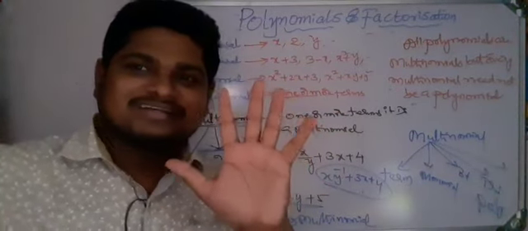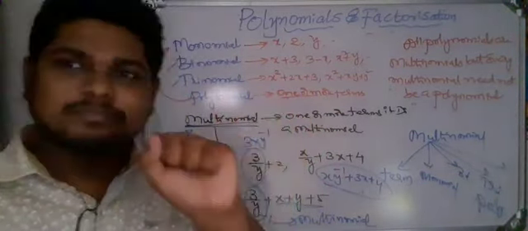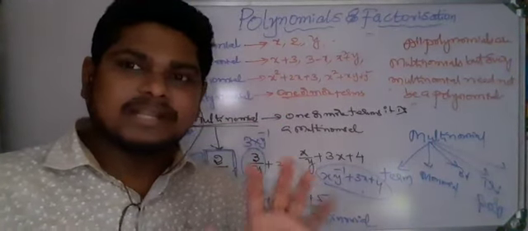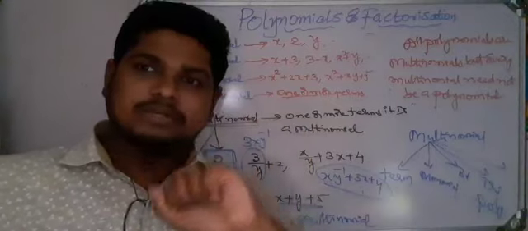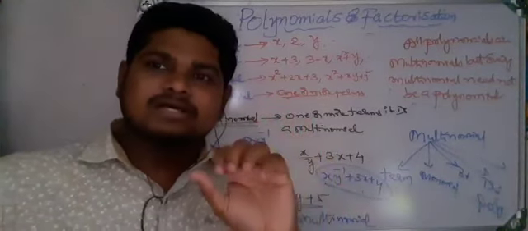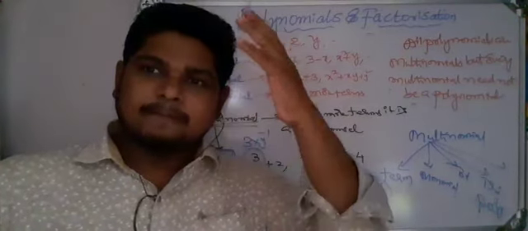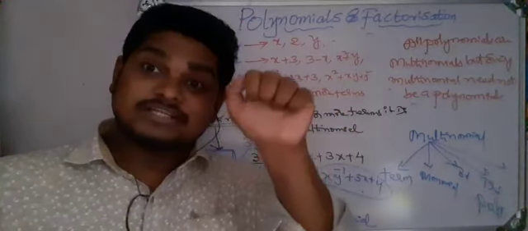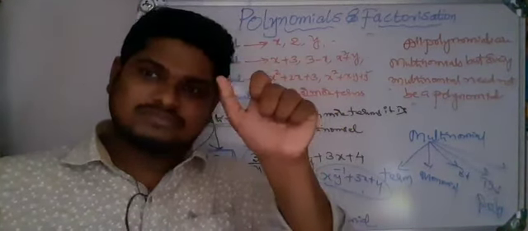That means every polynomial should be a multinomial. Polynomial should be a multinomial. Why? Because you should be a member of your father. Your father is not a member of you.